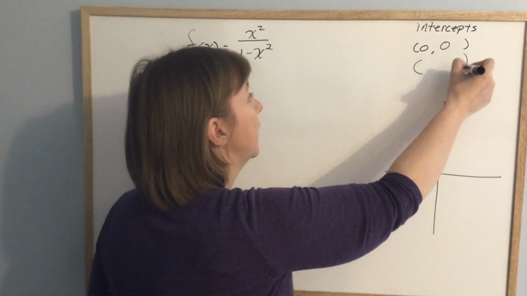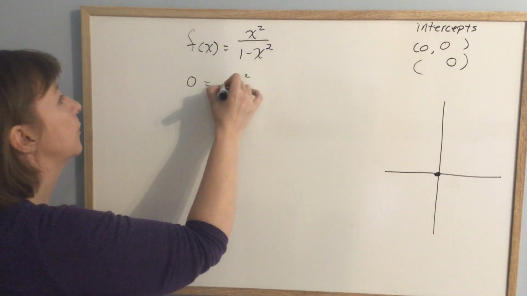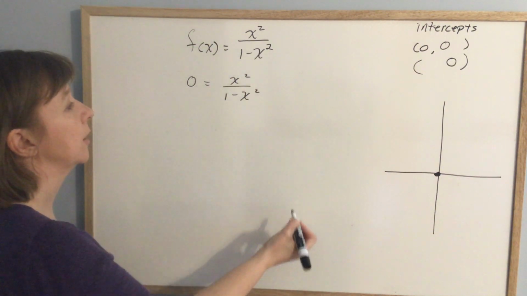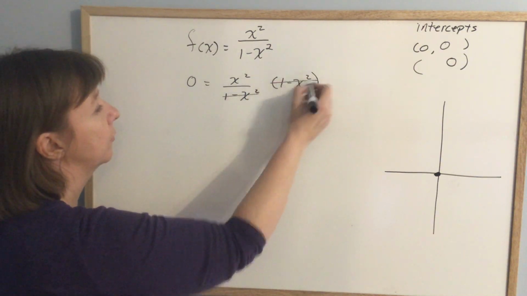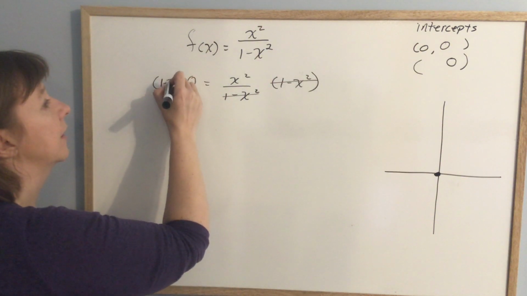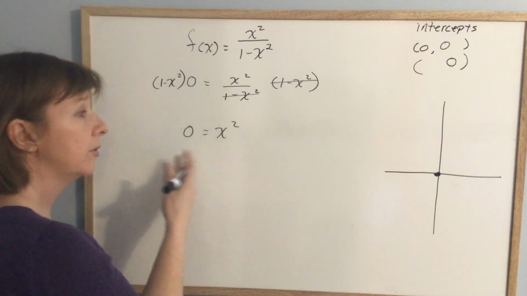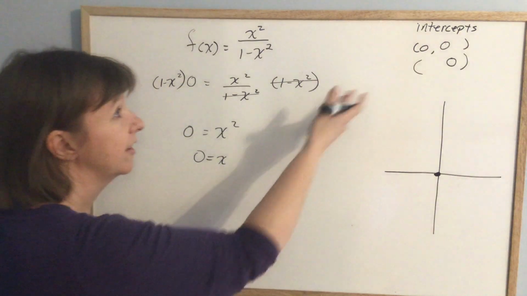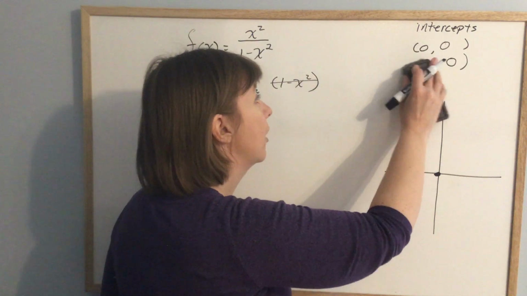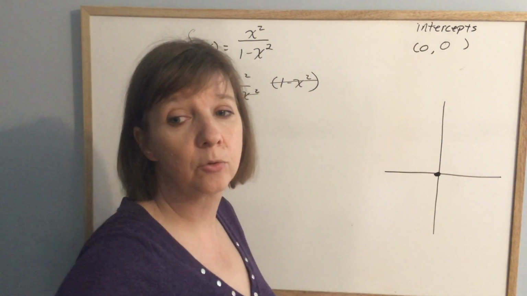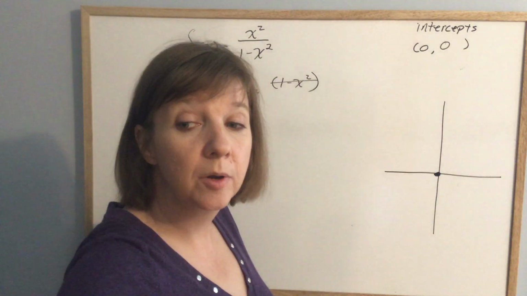Now, what about if my y is 0? So I do 0 is equal to x squared over 1 minus x squared. Well, the only thing I can do with a fraction is get rid of the denominator by multiplying so that they cancel, which means I multiply this side by 1 minus x squared. So I have 0 is equal to x squared, so take the square root. I still just get 0 and 0. So the only place where it is going to cross or touch either the x or the y-axis is right here. That's it. So now I'm going to talk about asymptotes.